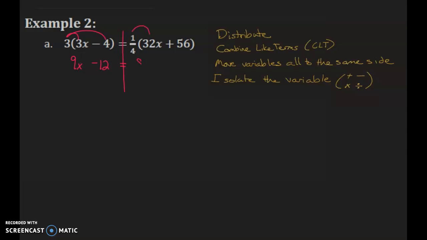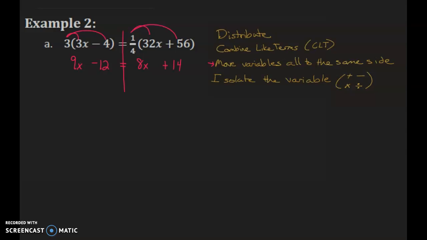1/4 times 32x, 1/4 times 32 is 8, so it's 8x, and 1/4 times 56 is 14, so it's 8x plus 14. So now combine like terms. On the left side, I can't combine these because they don't both have x's and they're not both constants. Same thing on the right side. So now I'm on to move your variables all to the same side.